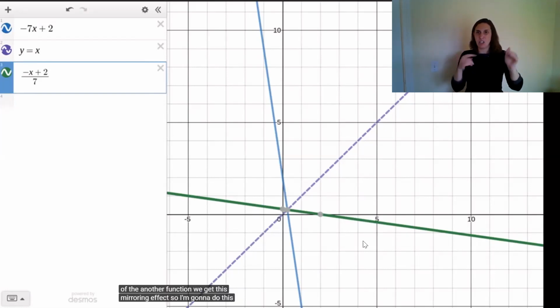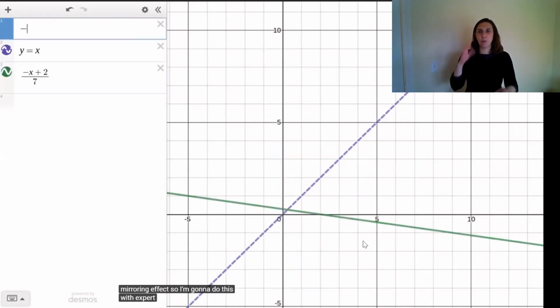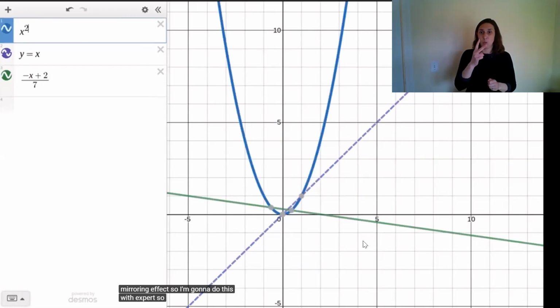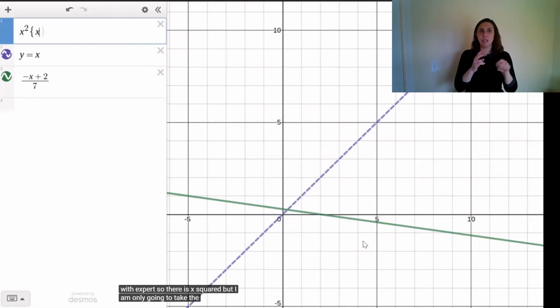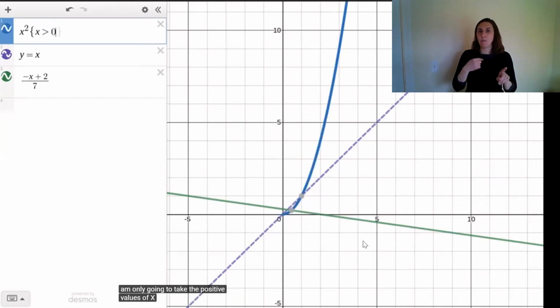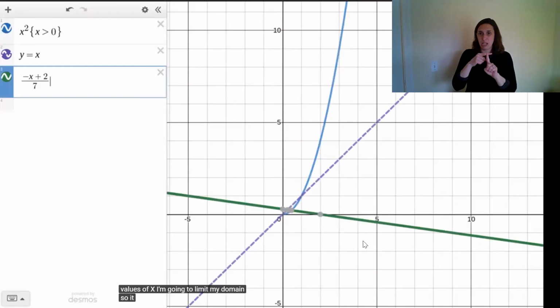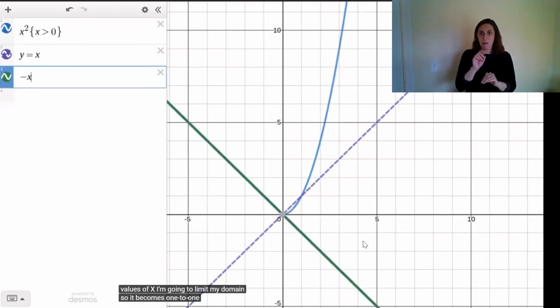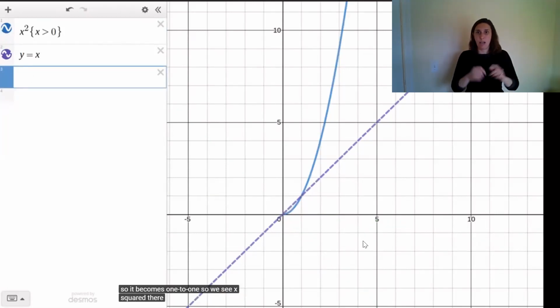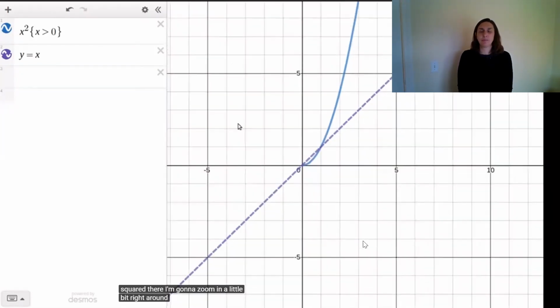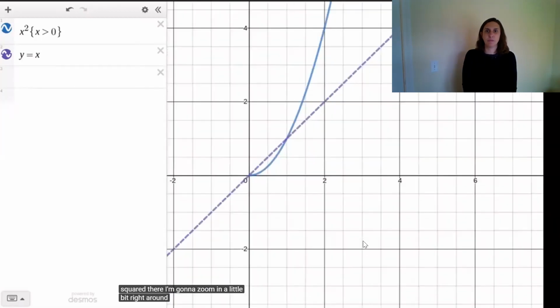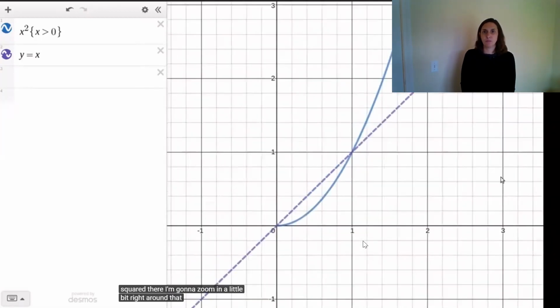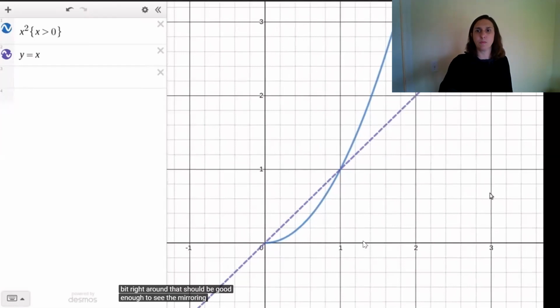So I'm going to do this with x squared. So there's x squared, but I am only going to take the positive values of x. I'm going to limit my domain so it becomes one to one. So we see x squared there. And I'm going to zoom in a little bit right around. That should be good enough to see the mirroring that we want to see.